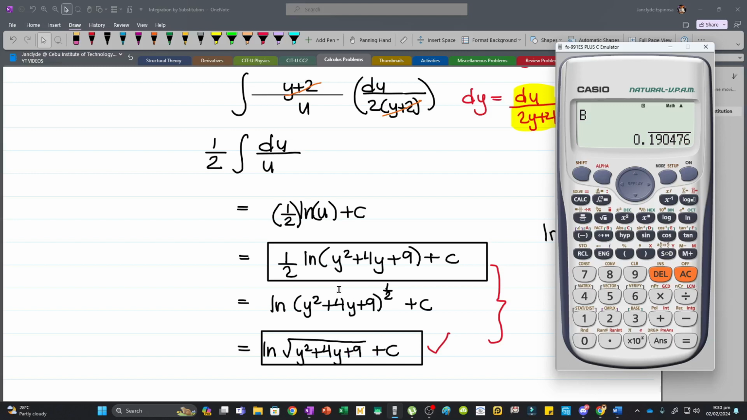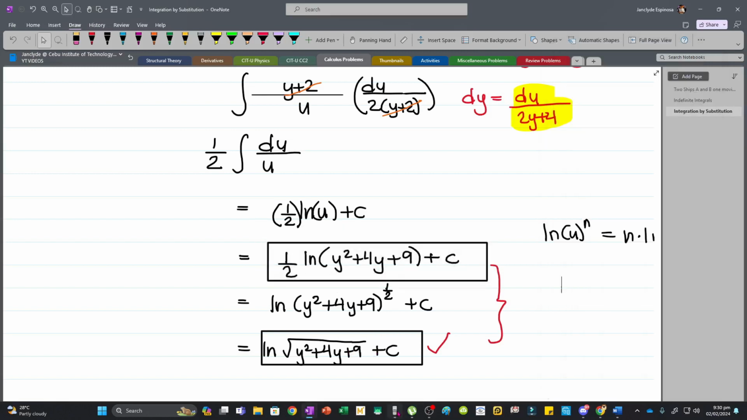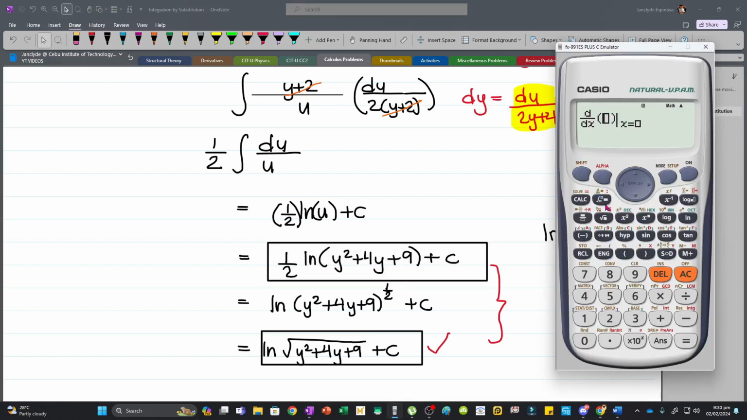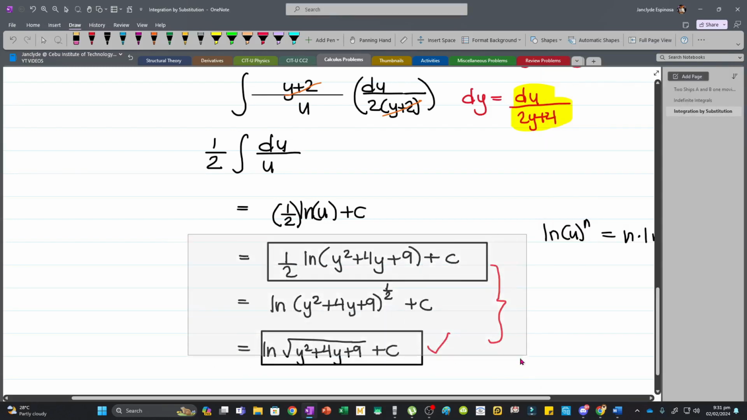And then likewise, if you just type this equation, you will also get this value. So d/dx and then 1/2 times ln of y squared plus 4y plus 9, and then 2, we have 0.190476. And so these expressions are just the same. And then just be careful in your exams if ever only one of the choices will be given.